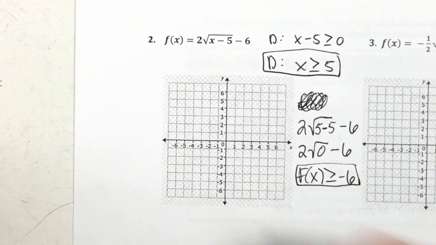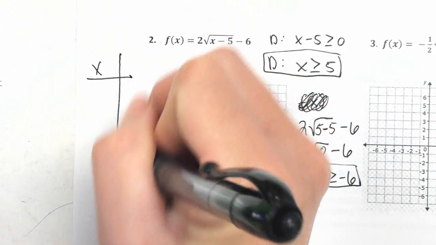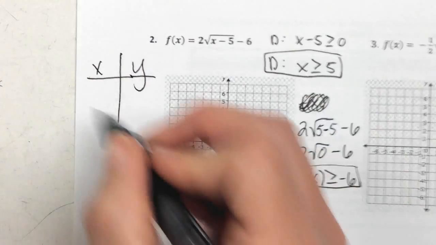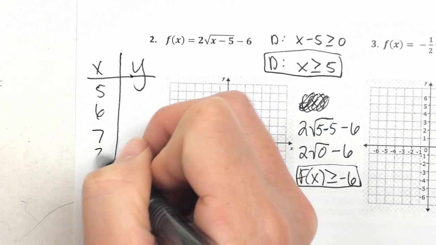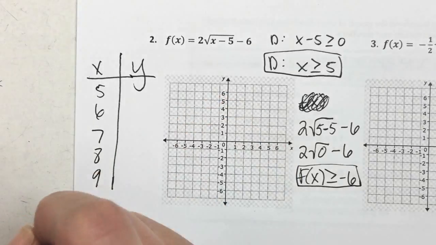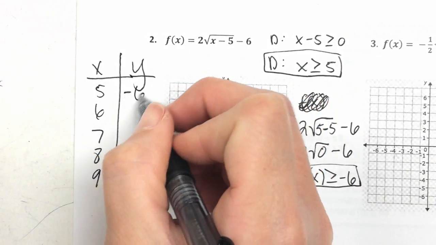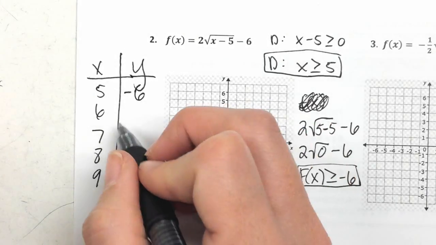Alright, for my table, Jada, what are going to be my x values? 5, 6, 7, 8, 9. Okay. CJ, what'd you get when you plugged 5 in? Negative 6. Okay. Kaylee, what'd you get when you plugged 6 in?